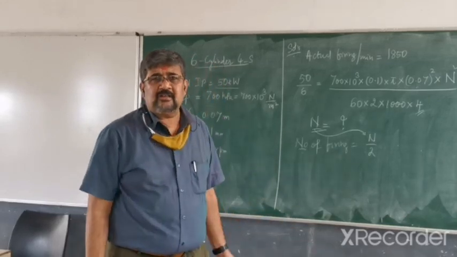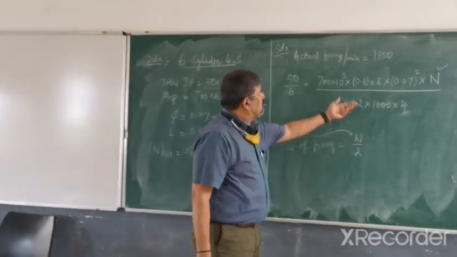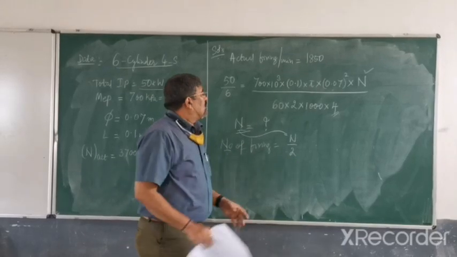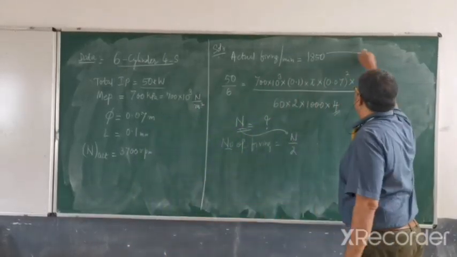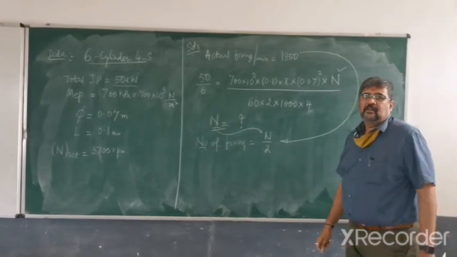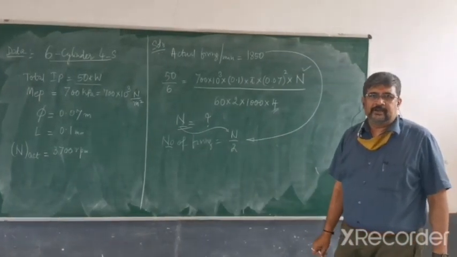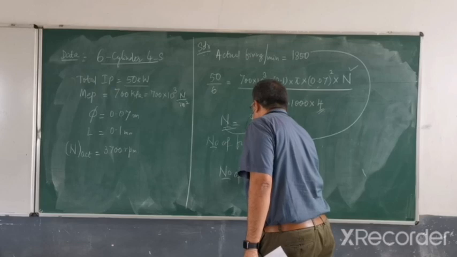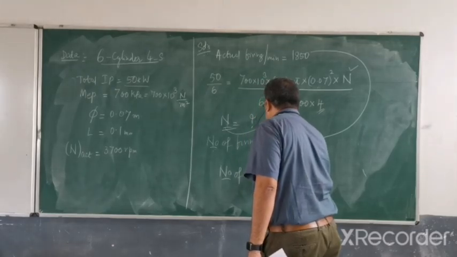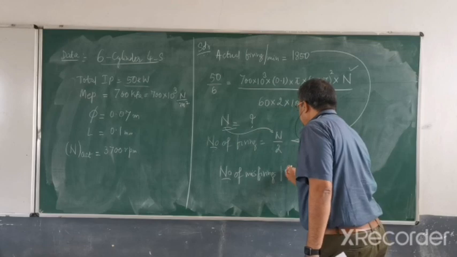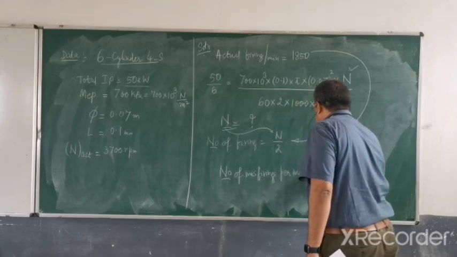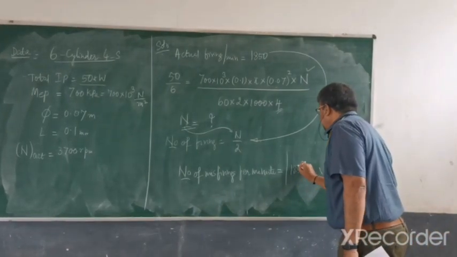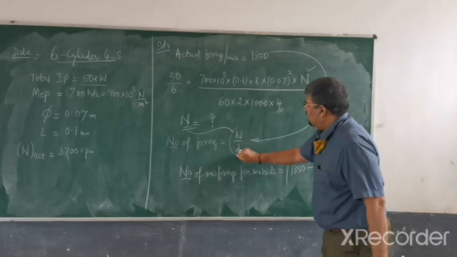You can anyway do the calculations and find out what is the value of N using this equation, and once you do that, find out the number of firings. Now the difference between this and this value, what you find out, will be the number of misfirings per minute. Okay, so you just say that number of misfirings per minute will be 1850 minus whatever value you get, this value.